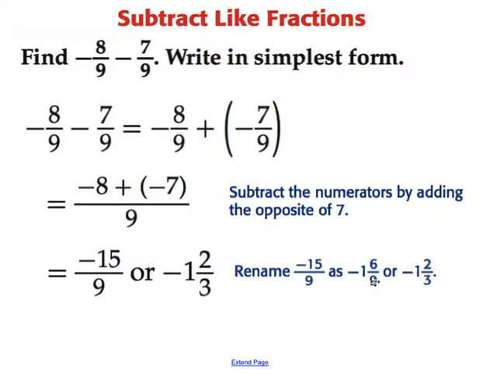So we have -1 6/9, but this can be reduced if we go ahead and divide both of these numbers right here by 3. If we divide each of these by 3, 6 divided by 3 is 2, and 9 divided by 3 is 3. So that's how we end up with the -1 2/3.